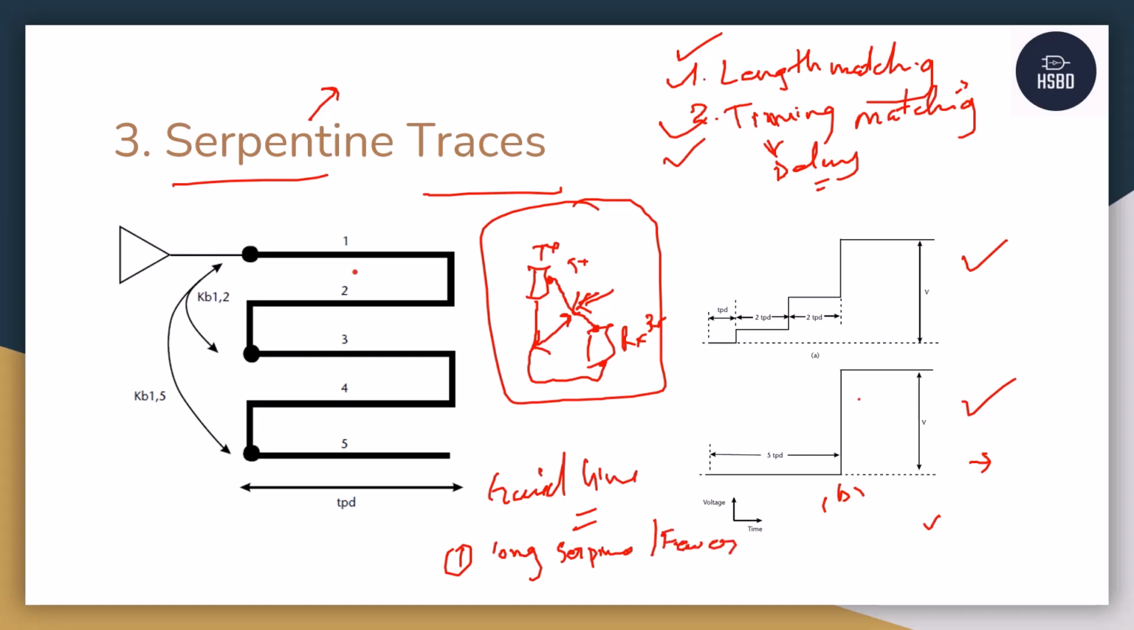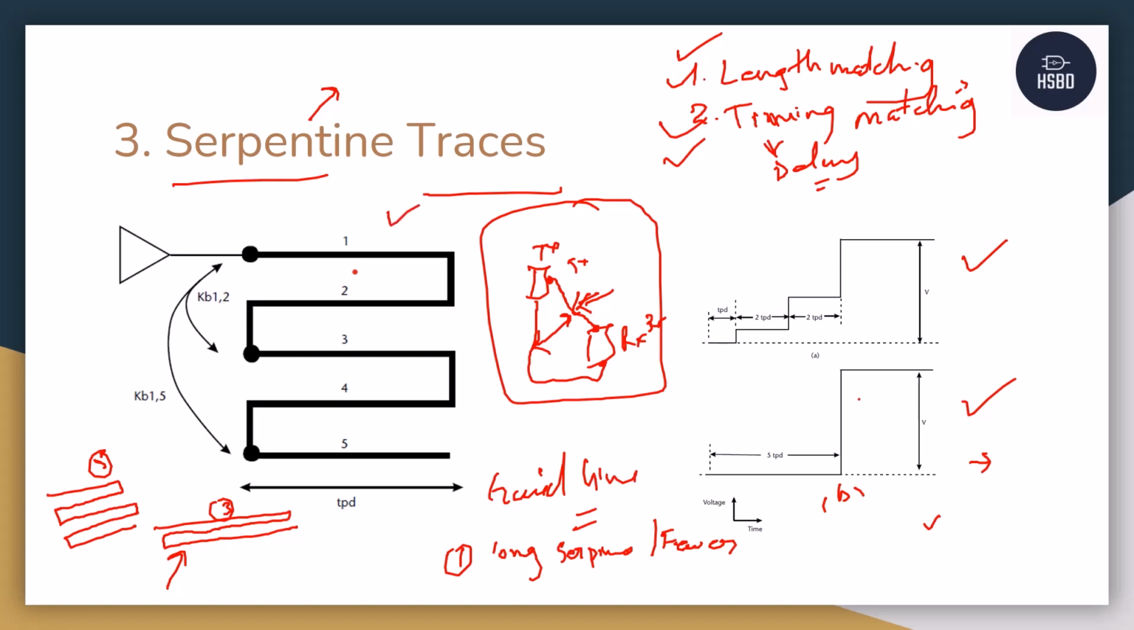So let me give you an example. This is an example where I'm having 1, 2, 3, 4, 5 serpentine traces. And this is an example where I'm having a total of 3 serpentine traces. So it's always advised to keep longer but fewer serpentine traces. Now let me explain what these serpentine traces do.